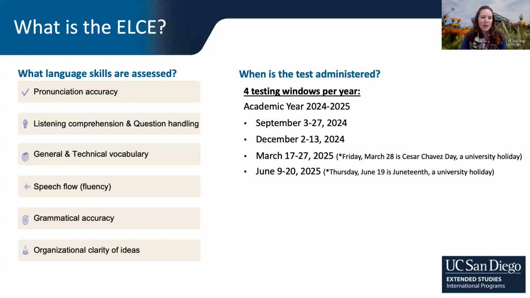Basically, we want to check your pronunciation, listening comprehension, and how you handle questions, your vocabulary level, your speech flow or fluency, your grammatical accuracy, and how you organize and clarify your ideas if you are explaining something in everyday English, or if you're explaining something more technical from your field. The test is administered 4 times per year, so we have 4 testing windows, and you'll see that there's quite a long one in September because we anticipate a lot of new teaching assistants for the fall quarter. So you might be taking the ELCE in fall, but it's also offered at other times throughout the year, right before each new quarter starts.